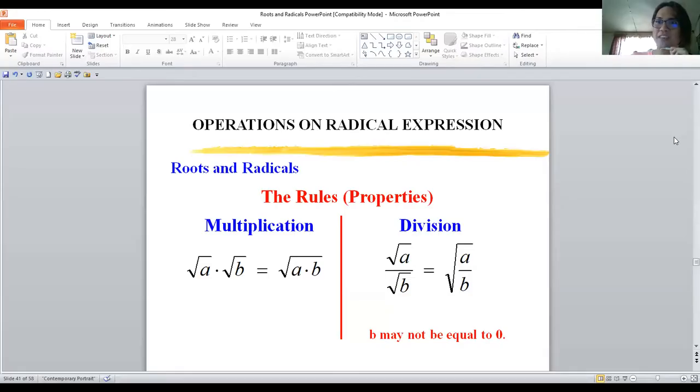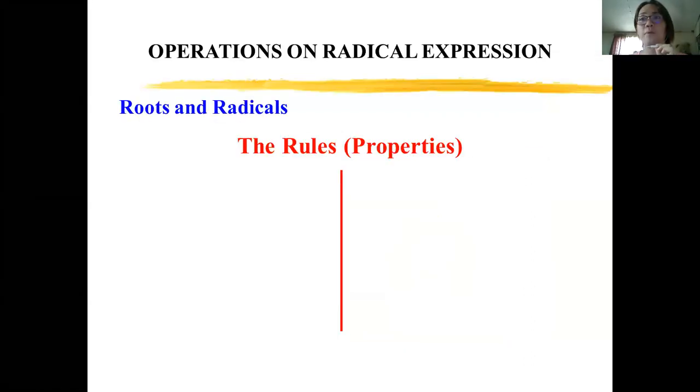So let's now start with our discussion in this video. We will just talk about the operations on radical expressions. Are you familiar with the word operations? Yes, you do, because you have been doing that since your elementary days, but not in radicals. For normal numbers, we have operations, and in operations, we all know that there are rules that we have to follow. Same with the operations on radical expressions.